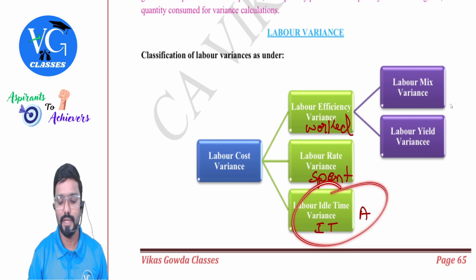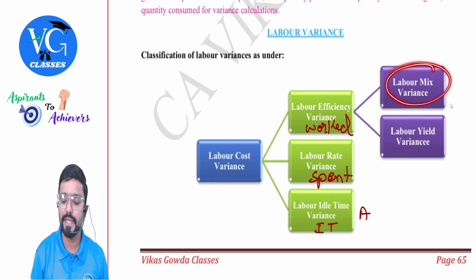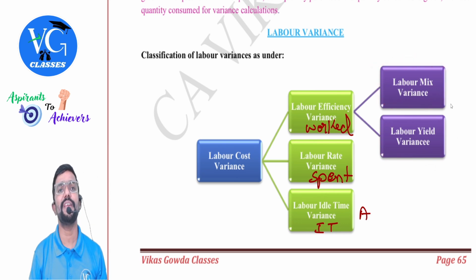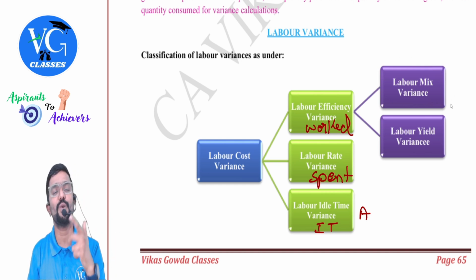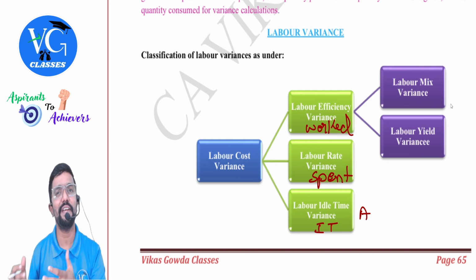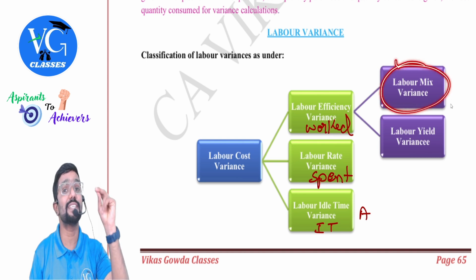Or even idle time. Next, efficiency variance can be subdivided into labor mix variance and yield variance. Very similar to material. Guys, for material mix variance, what was the formula? Revised standard quantity minus actual quantity into standard price. Here, instead of quantity, bring hours. Standard hours minus actual hours.